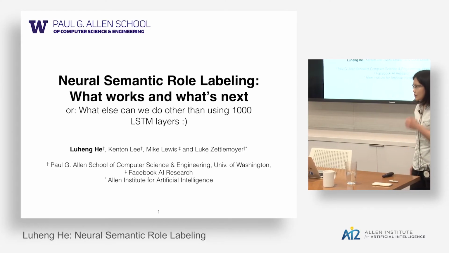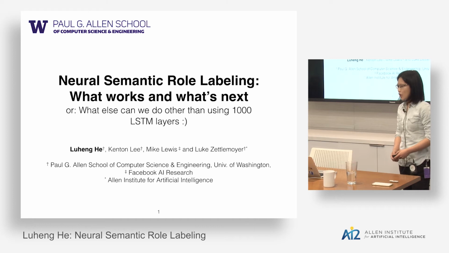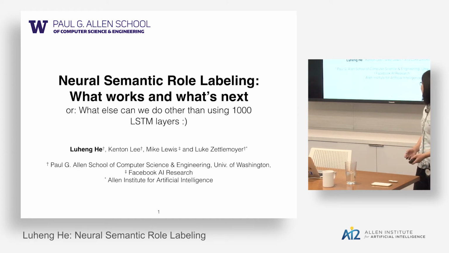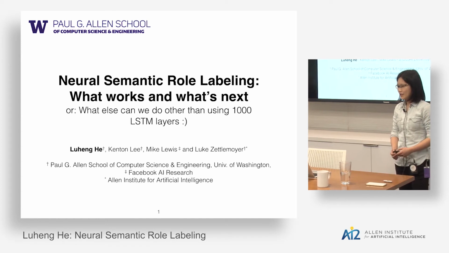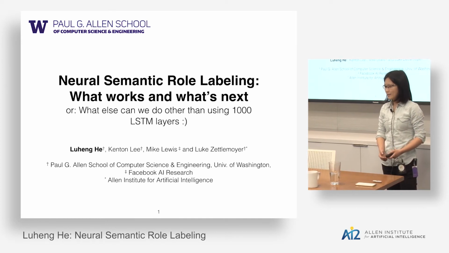I'm Luheng. My talk today mostly focuses on our most recent work on neural semantic role labeling: what works and what's next. Another tentative title would be, what else can we do other than using 1,000 LSTM layers? This is joint work with Kenton, Mike, and Luke.